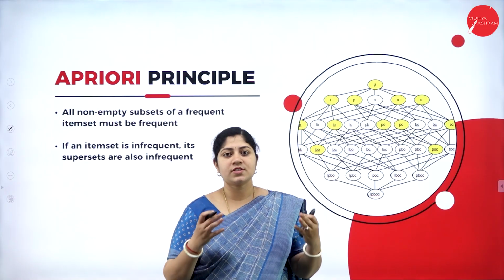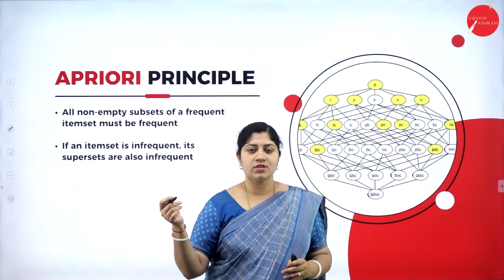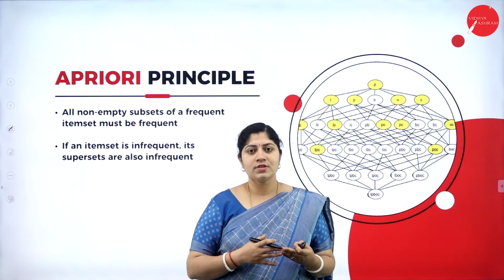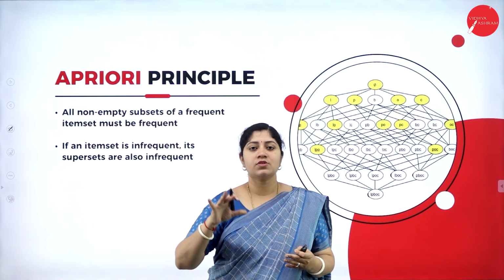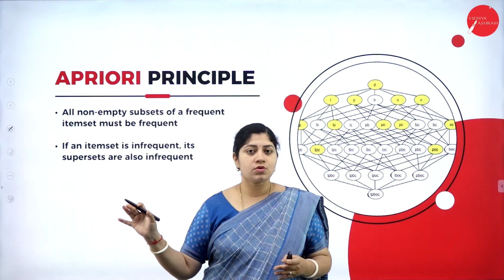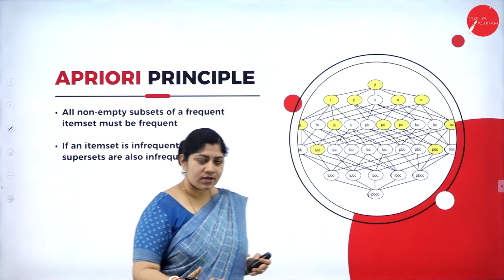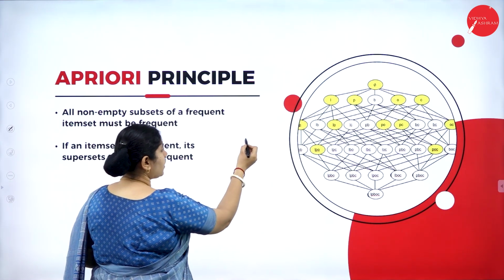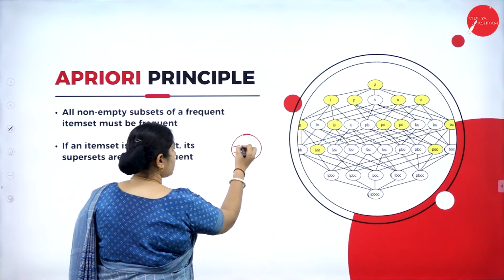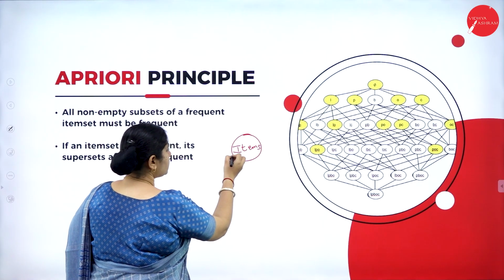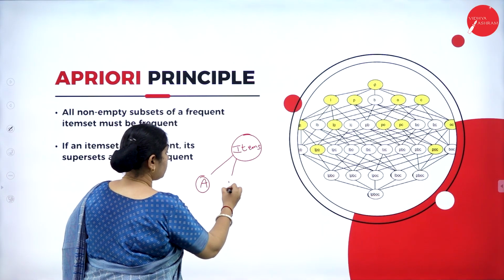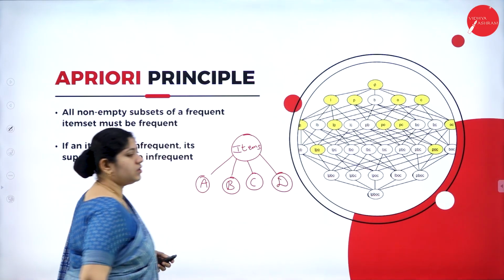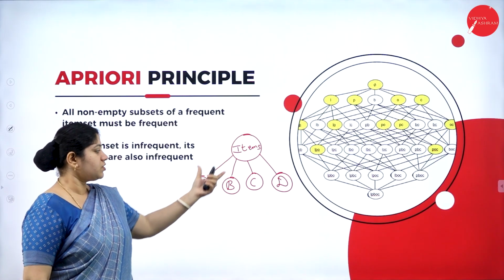The a priori principle states that if an item is frequent, or repeated, then all of its subsets will also be frequent. Conversely, if an item is not frequent, then its subsets should also be infrequent. So let's consider an example here. We have various items. For example, A is one item, B is one more item, C is the next item, and D forms the next item. So the items are A, B, C, D.